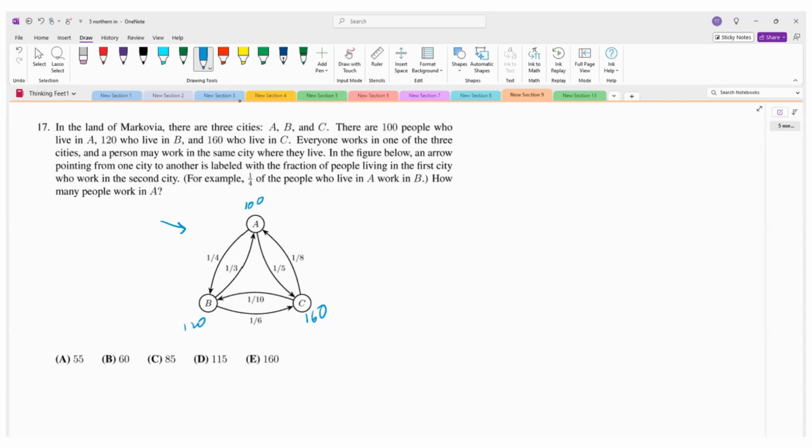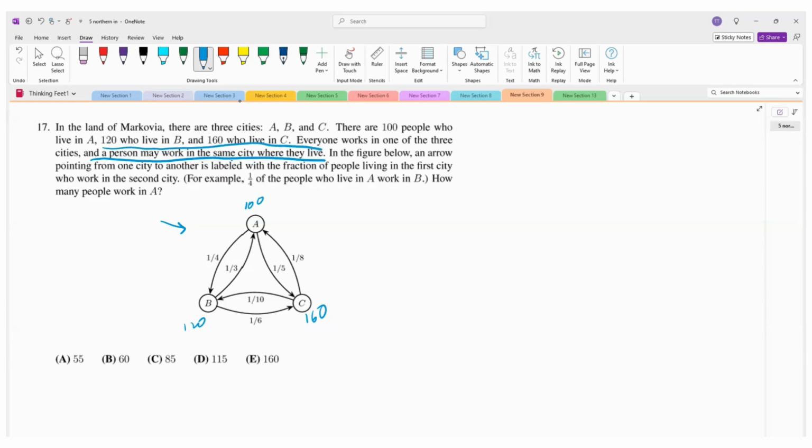But again, coming back to the problem, I have 100 people in A, 120 in B, 160 in C, and everyone works in one of the 3 cities, and a person may work in the same city. This is important. A person may work in the same city where they live, right? We sometimes gloss over this. And you'll see why this is important. One of the common reasons for mistakes in this question is not paying attention to this criteria.